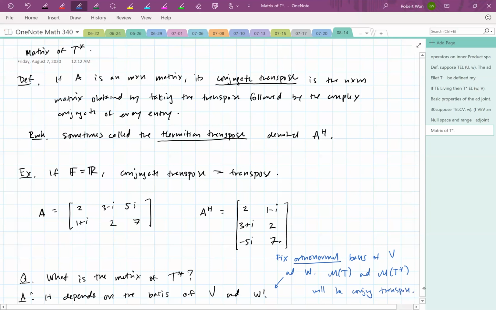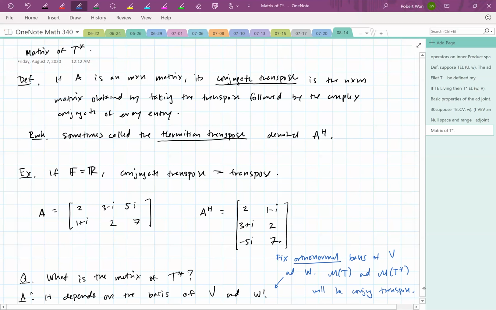However, if you take a non-orthonormal choice of basis, so just any old basis of V and any old basis of W, it's not true that the matrices will be conjugate transposed to one another. This depends on taking an orthonormal basis.